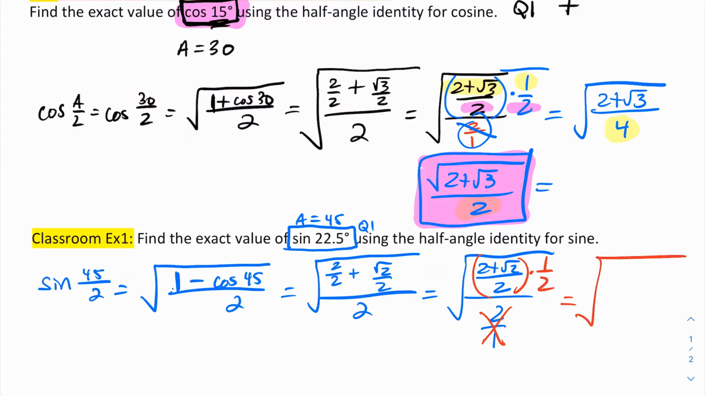So in the radical at the top, I have 1 times 2 minus radical 2. And at the bottom, I have 2 times 2.